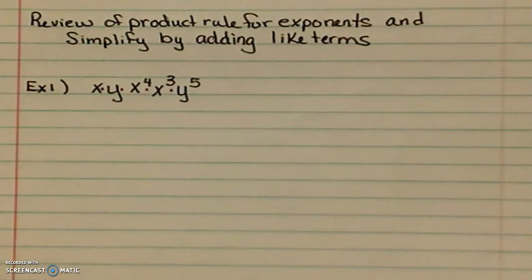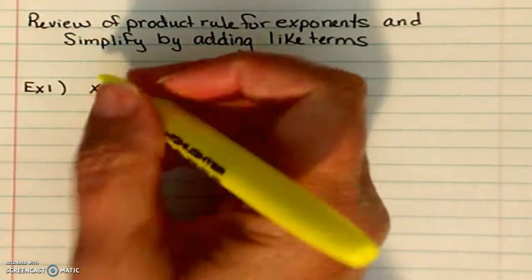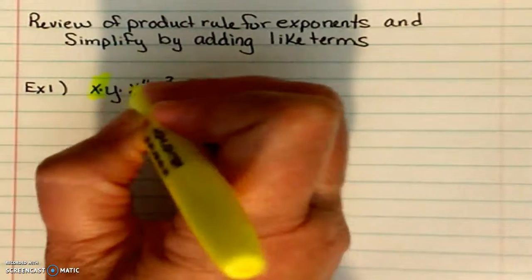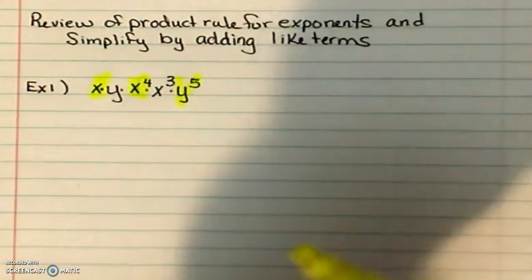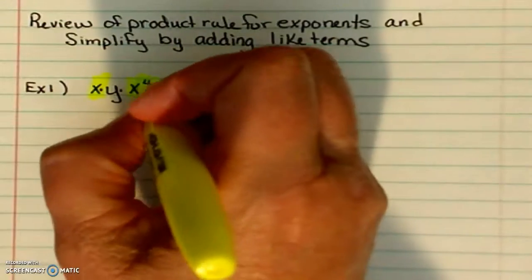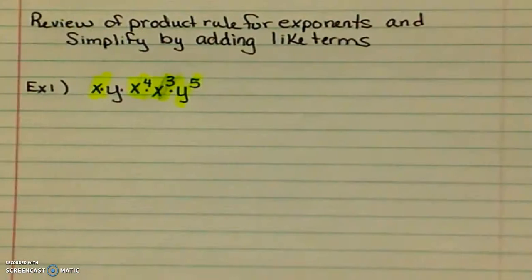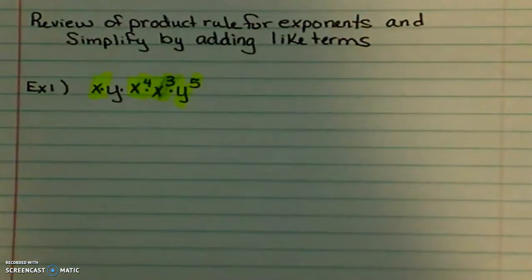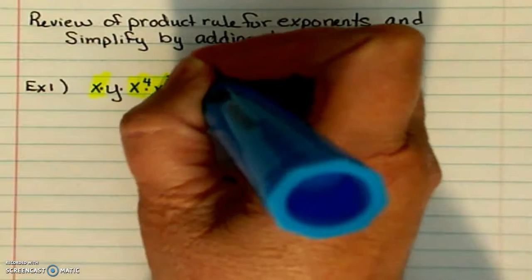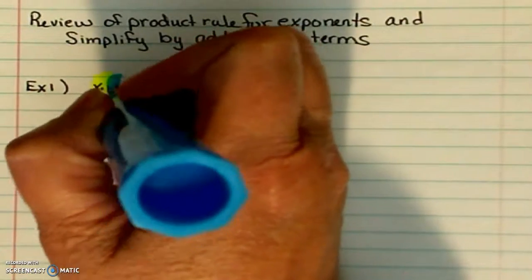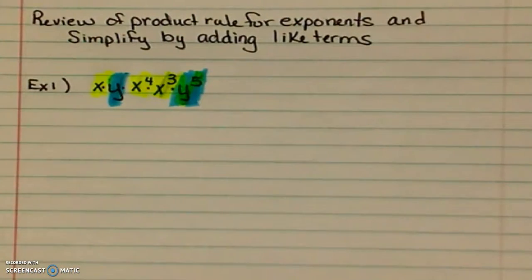So the first thing we want to do is determine our like factors. So we have a factor of x, so we're going to find all of the x factors. And then we have factors of y, so I accidentally did that one, so let's try highlighting over it. So then we have the factors of y.